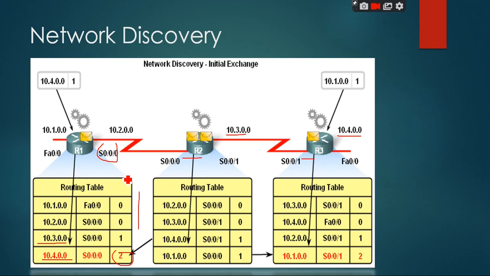So likewise, after the initial network exchange, they will be able to send this information to each other. So they have all the information about their networks in their routing tables.